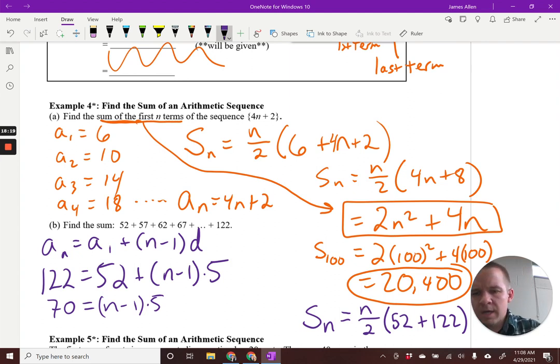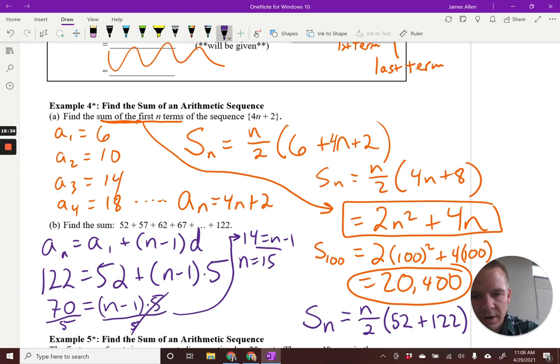Cool. Then if I did 70 divided by 5, rather than distributing it, because I know 70 is divisible by 5, I'd get 14 equals n minus 1. Add 1, I get n is equal to 15. So there are 15 terms here. I can now replace that with S sub 15, right? Sum of the first 15 terms is what we're saying there.